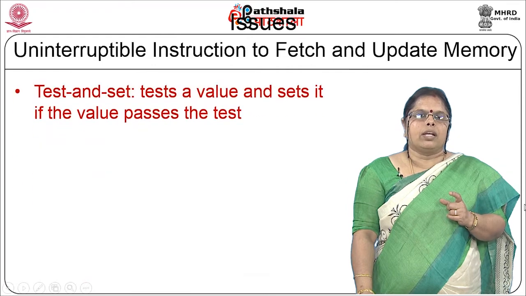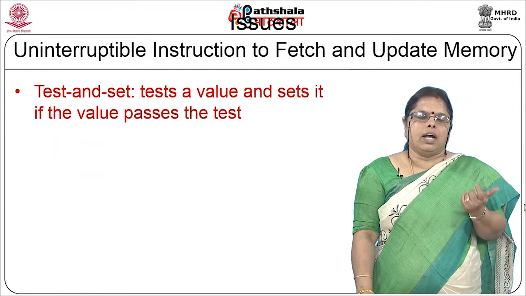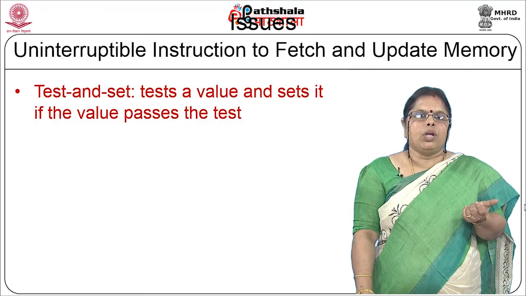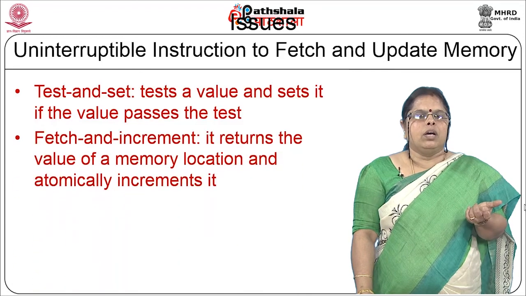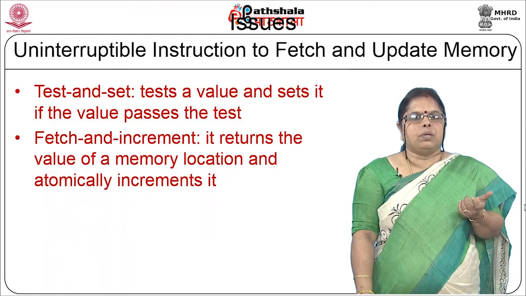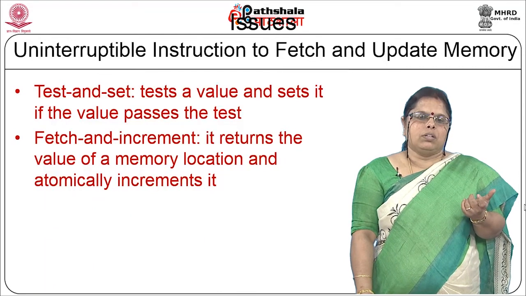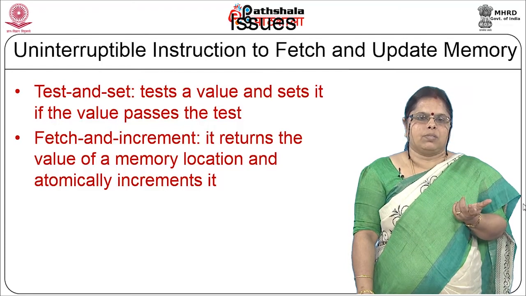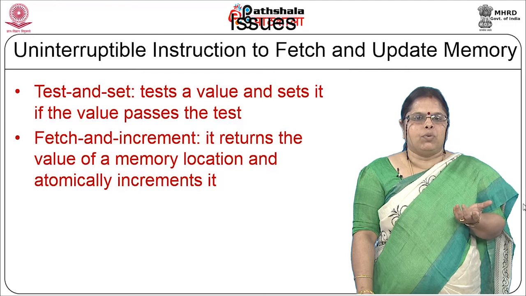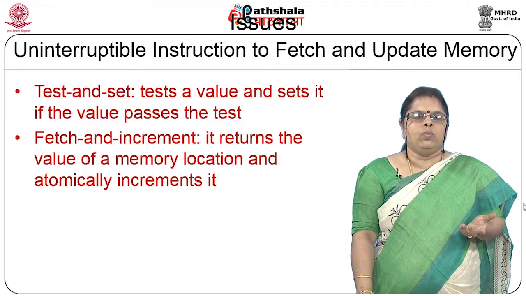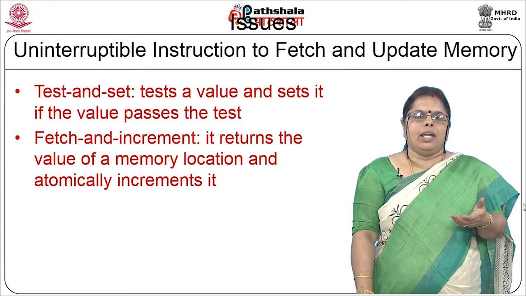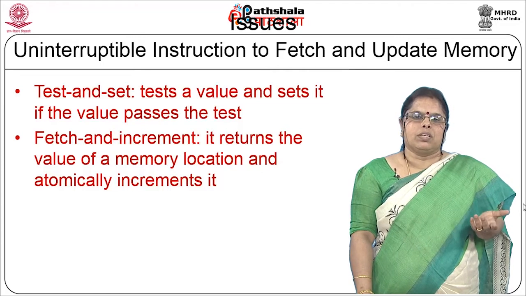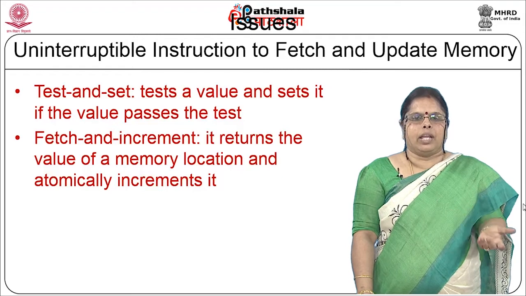So if you look at this uninterruptible instruction, it can be used in different ways. You can look at a test and set primitive. Test and set primitive is basically testing a value to see whether it is available and setting it if the condition is satisfied. So it is the same as before. You are testing if the synchronization variable contains a 0 value. If so, you set it to 1, indicating that somebody else looking at it will see that it is locked and they will not gain access to it.